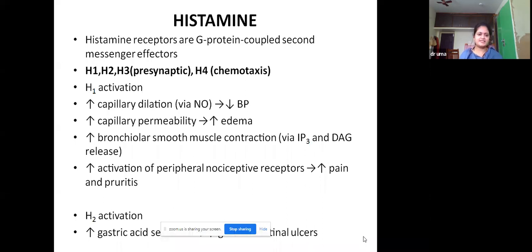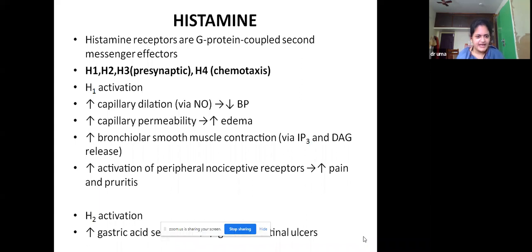There are 4 receptors, H1, H2, H3, and H4. Among these, H3 is presynaptic; on stimulation of this receptor, it inhibits its own release. H4 is for chemotaxis. Among serotonin receptors, 5-HT1 is presynaptic. So they will ask you which is the autoreceptor or presynaptic receptor among the following. In histamine it is H3, and in serotonin it is the 5-HT1 receptor.